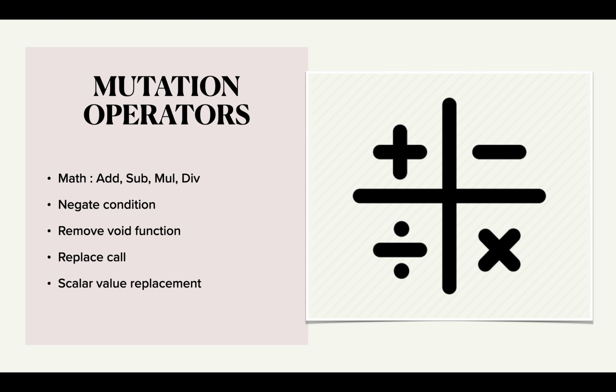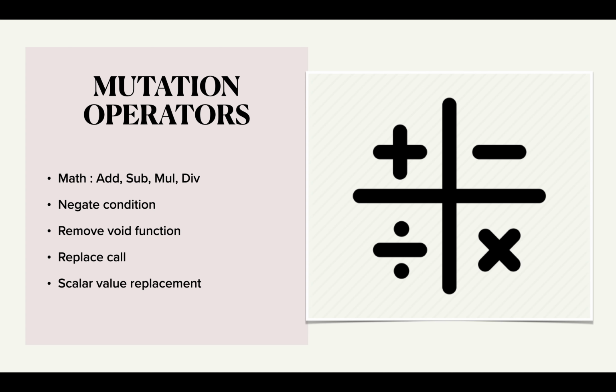First is the math operator. Math add replaces an add instruction, which returns the sum of its two operands, with a sub instruction, which results in the difference of the two operands. The math sub operator performs the same kind of mutation as math add but in the opposite direction. Same as the case with math mul and div.